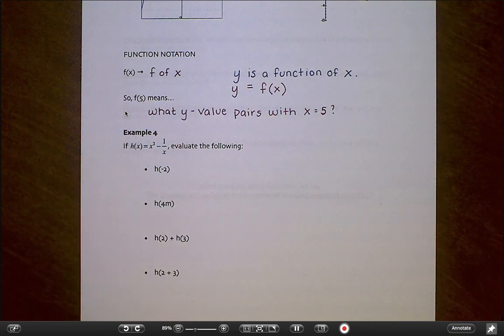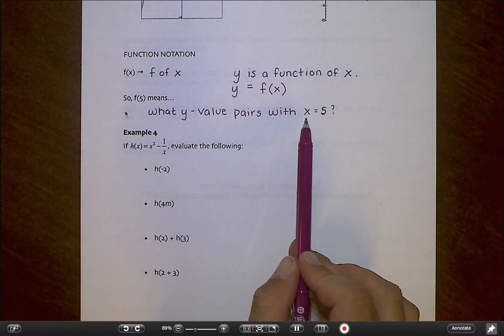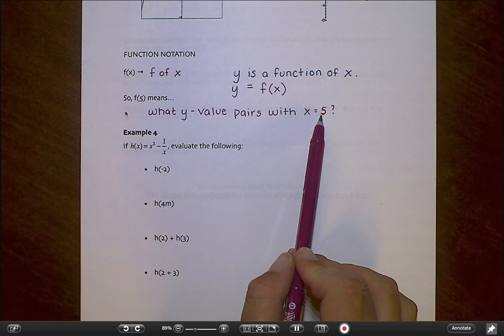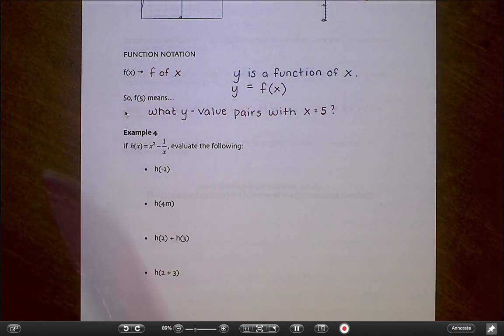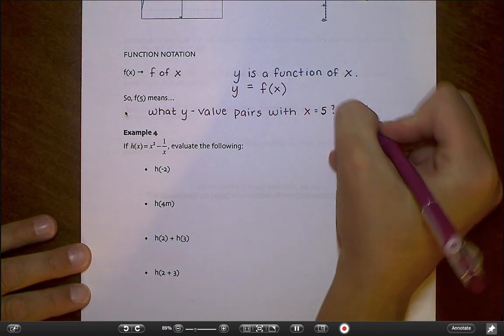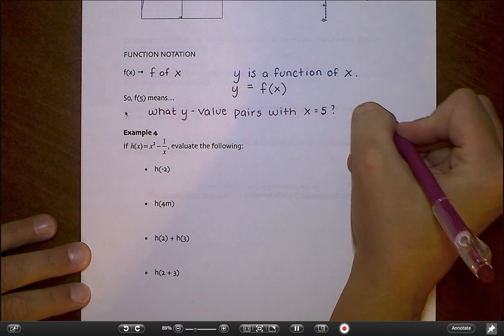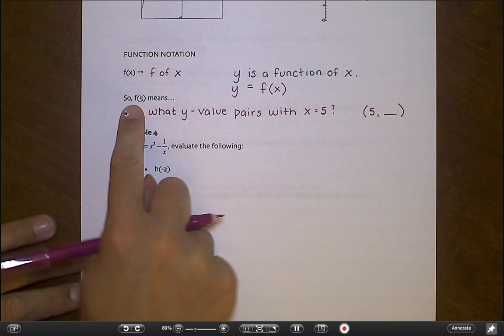If you're looking at a graph or something like that, you would go to where the x-axis is equal to 5, and then read up on the graph, you would find the y value that goes along with it. But one way or another, this is what you're trying to find. You know your x value, and you're trying to find the y value. That's what this is asking.